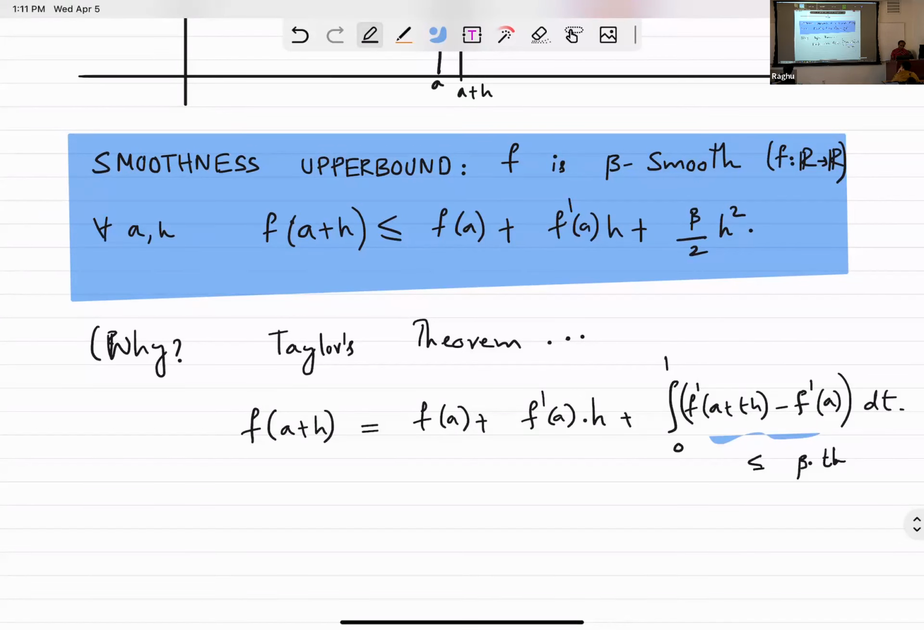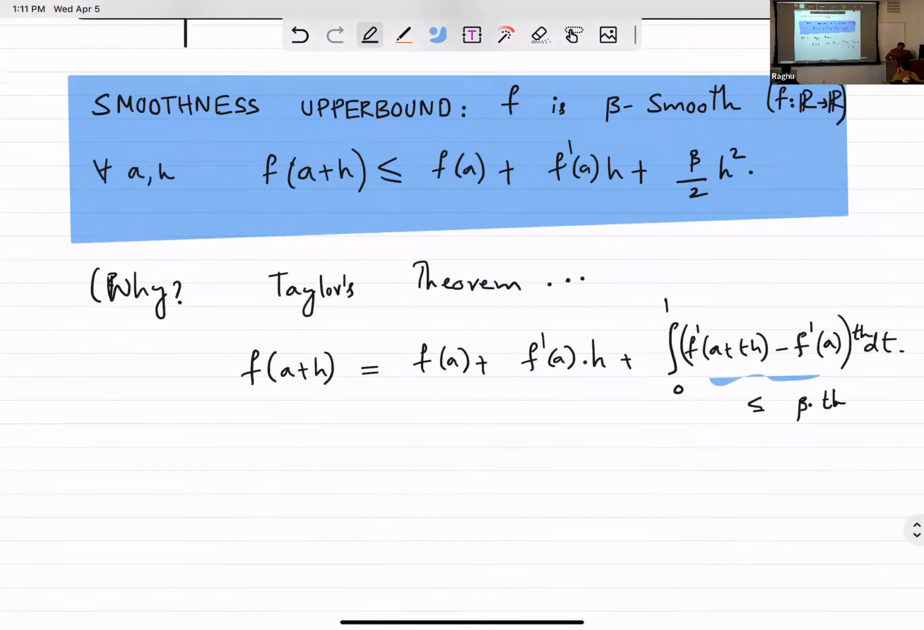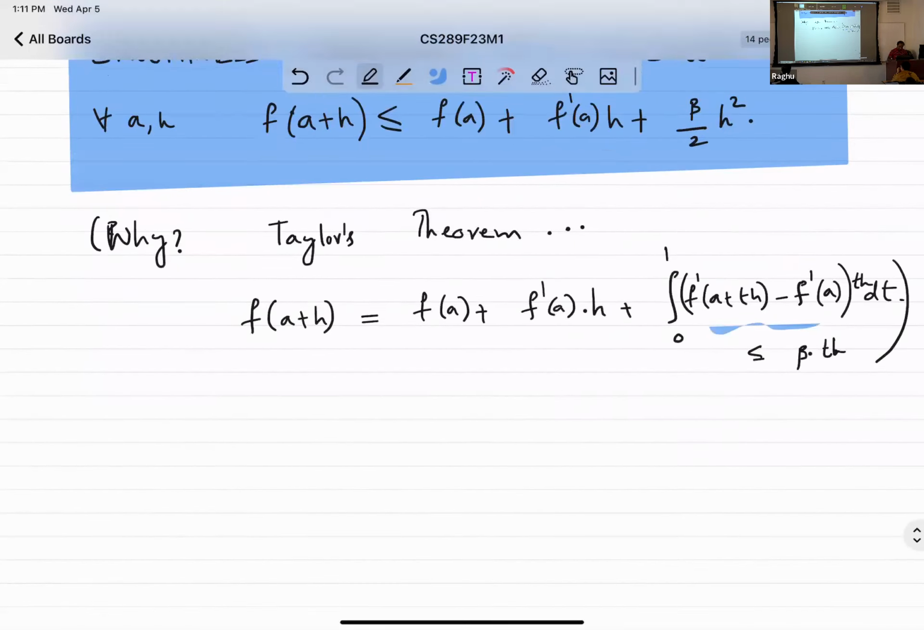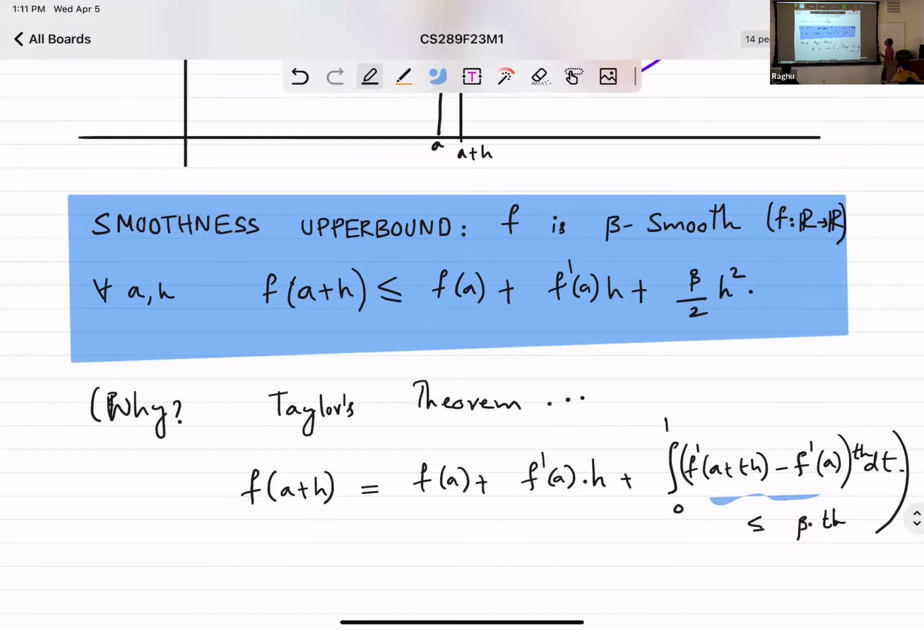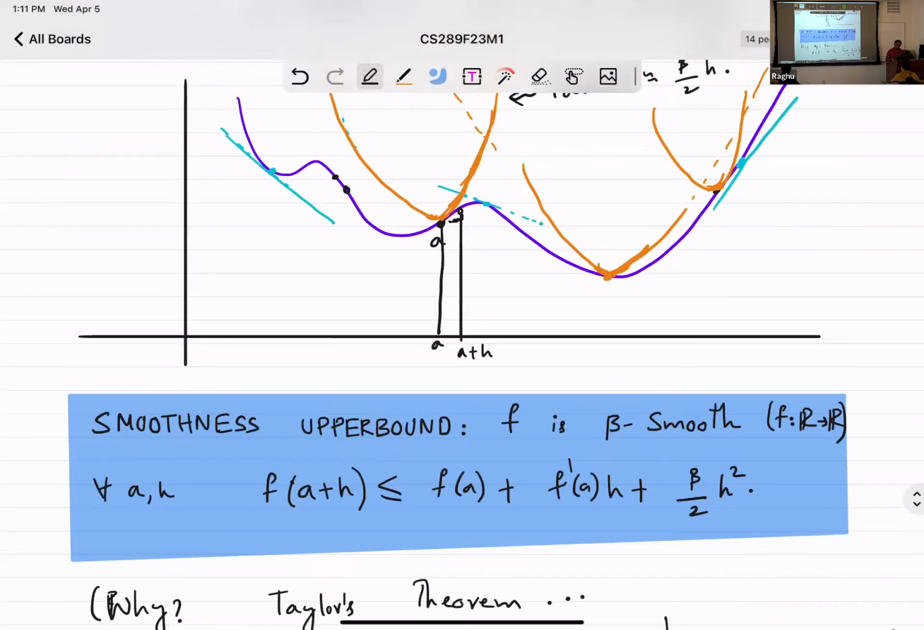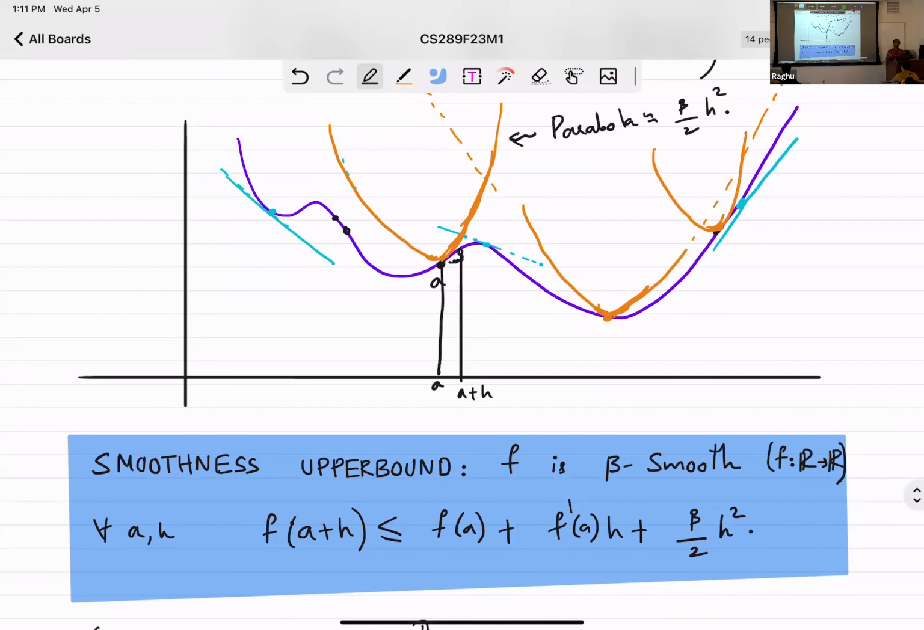All right, let me not belabor that. Let's just take this for granted. The important thing is that smoothness gives you this kind of growth upper bound. Your function is not going to grow too fast. How fast can it grow? It can grow at best as fast as a parabola centered at that point.